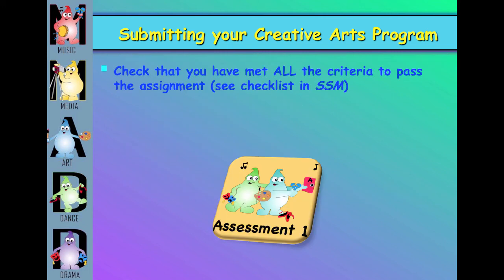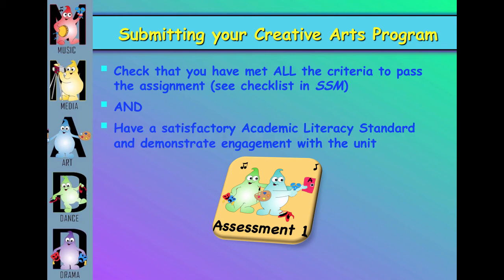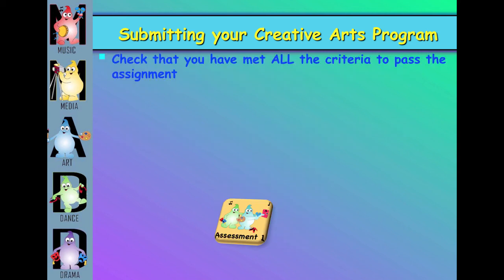Check that you've met all the criteria to pass the assignment. There is a checklist in the student support material. And you need to have a satisfactory academic literacy standard and demonstrate engagement with the unit. Here's the criteria you need to ensure that you have met. Academic literacy and engagement with the unit.